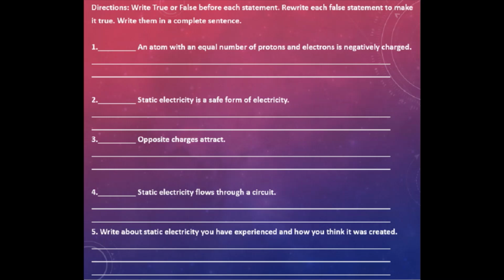Number 1 says, an atom with an equal number of protons and electrons is negatively charged. Number 2, static electricity is a safe form of electricity. Question 3 says, opposite charges attract. Number 4 says, static electricity flows through a circuit. And question number 5 says, write about static electricity you have experienced and how you think it was created.